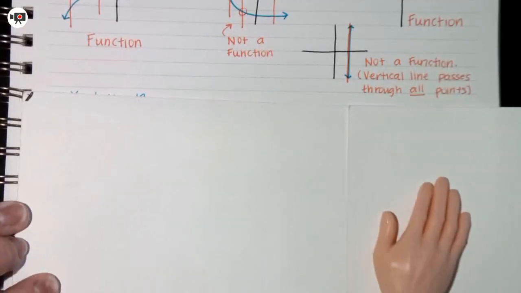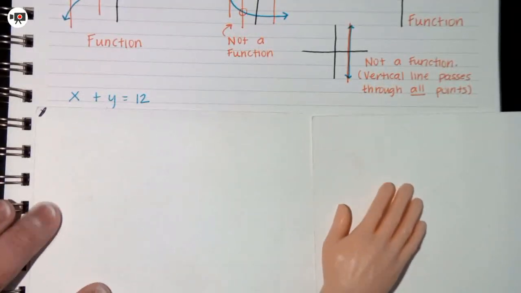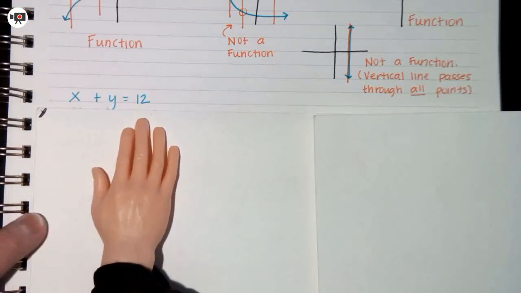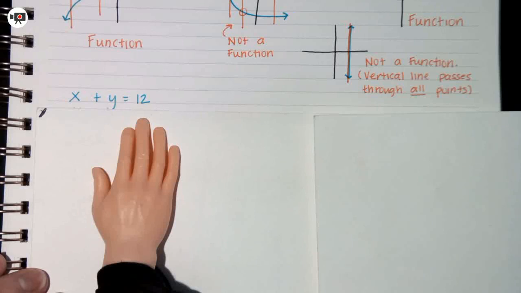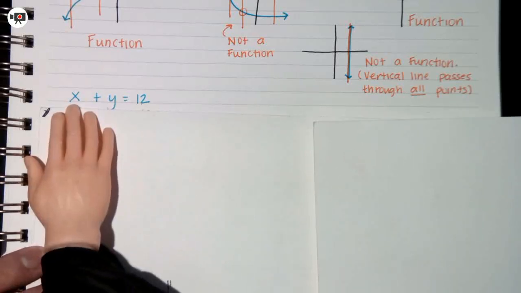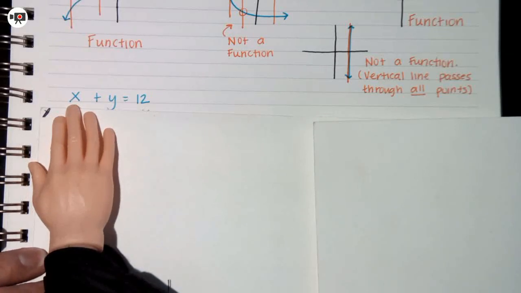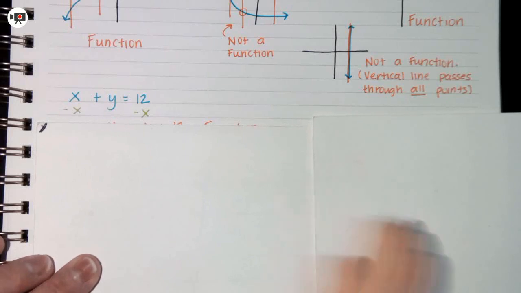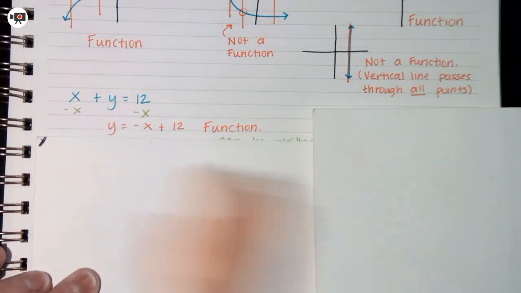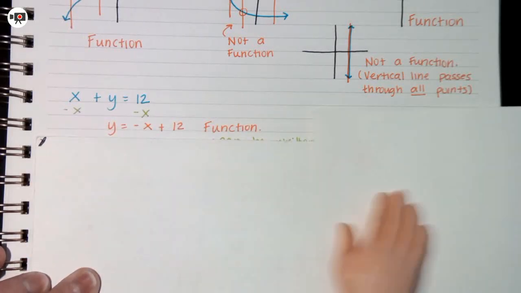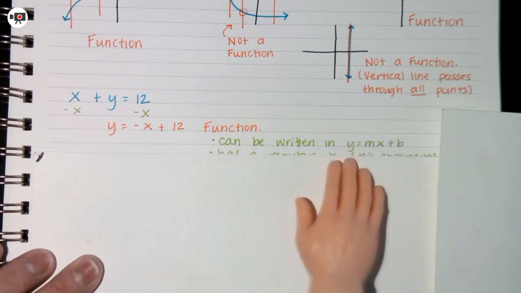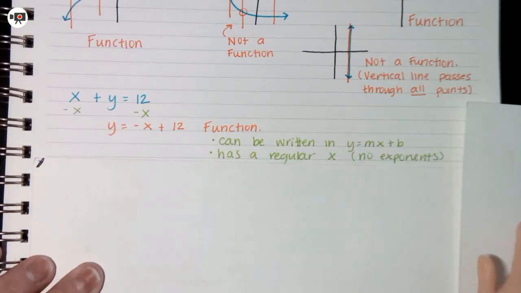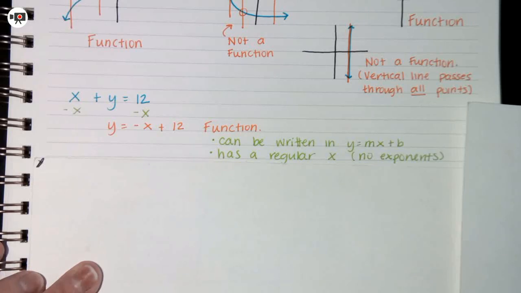We can also tell if something is a function or not based on the equation of that line. So earlier we talked about that if we can write it in slope-intercept form, and it has a regular x, like no exponents, we're not dividing by x, then it is a linear function. So if I subtract x and I have slope-intercept form here, this is a function. We can write it as y equals mx plus b, and I do not have any exponents or weird things going on with x.